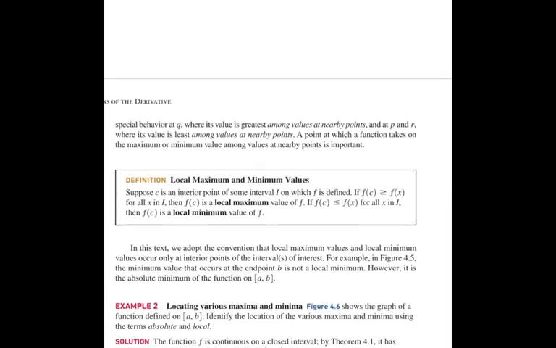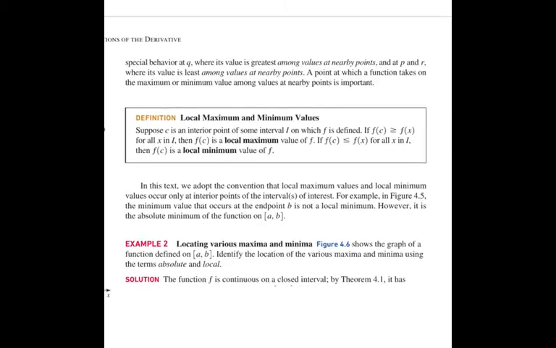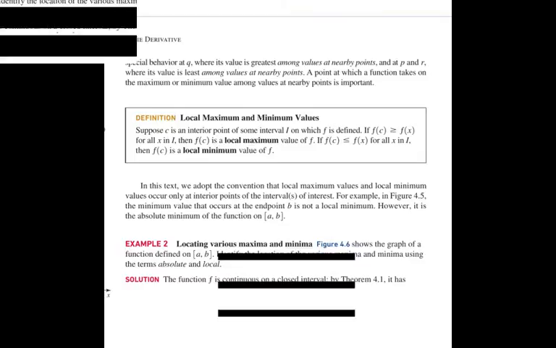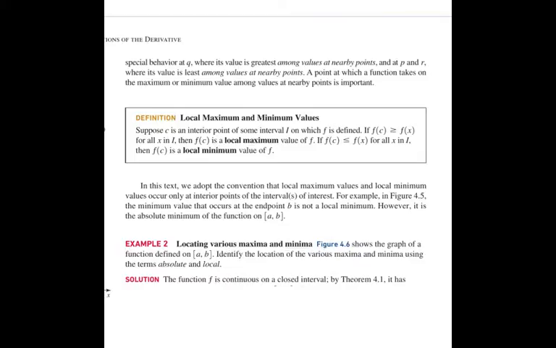So we have this notion of what we mean by local maximum and minimum value. Suppose c is an interior point of some interval I on which a function is defined. If f of c is greater than or equal to f of x for all x in the interval, then f of c is what we consider to be a local maximum. And analogously, if f of c is less than or equal to f of x for all x in the interval, then f of c is considered to be a local minimum. In this text, we adopt the convention that local maximum values and local minimum values occur only at interior points of the interval or intervals of interest.